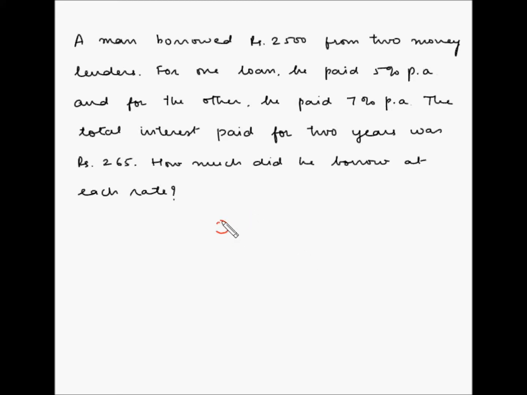So let's say these are the two money lenders. This is number one and number two. And this is the man who is borrowing the amount. So he borrowed some money from the first lender and some money from the second lender. And the total is rupees 2,500. Now the first one has given him this loan at 5% per annum, while the second person has given the loan at 7% per annum.